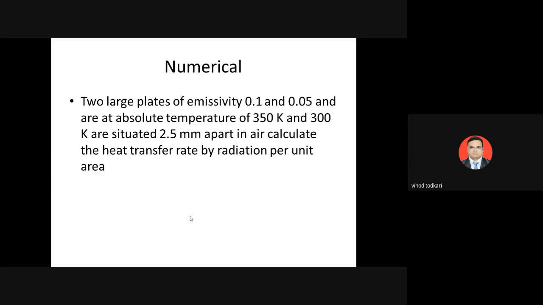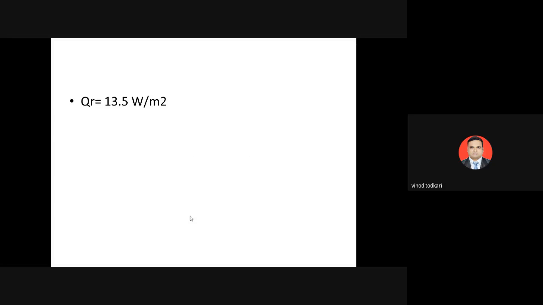Here the temperatures are given in Kelvin, but in some numericals, the temperatures are given in degrees Celsius. So over there, you have to add 273 and convert the temperatures into Kelvin. I believe that your calculations are over. If you do the calculations, you will find that QR upon A is equal to 13.5 watts per meter square, right? Okay. So I believe that this concept is clear to you.